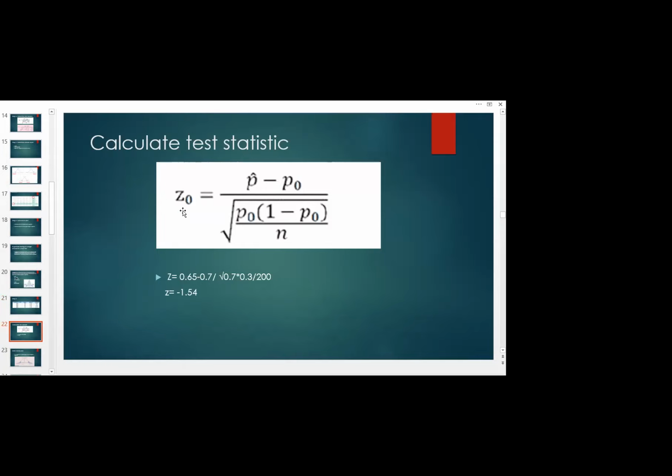As already discussed, the formula of Z for a single population proportion is p hat, which is the sample proportion, minus the population proportion. So the sample proportion in this case was 0.65 because 130 out of 200 children had malnutrition, minus 0.7, the population proportion, divided by the square root of 0.7 multiplied by 0.3, because it is 1 minus p naught. So 0.7, 1 minus 0.7 is 0.3, divided by the sample size, which was 200. So the Z value comes to be minus 1.45.